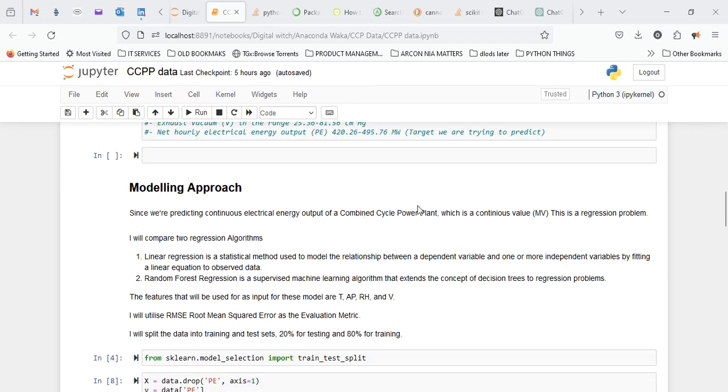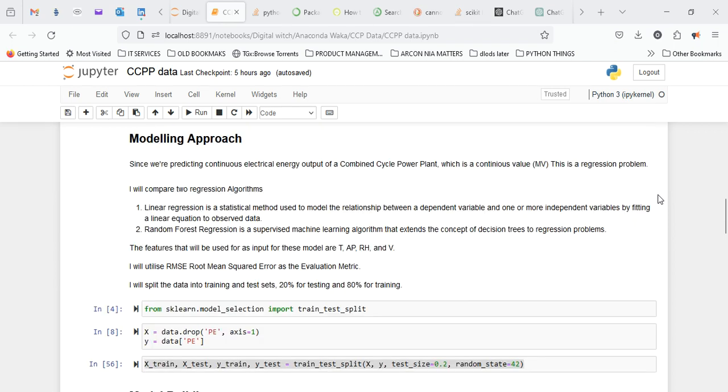Now, my modeling approach. Since we are predicting continuous electrical energy output of a combined cycle power plant, which is a continuous value, this is a regression problem. I will compare two regression algorithms. One, linear regression is a statistical method used to model the relationship between a dependent variable and one or more independent variables by fitting a linear equation to observed data. Random forest regression is a supervised machine learning algorithm that extends the concept of decision trees to regression problems.